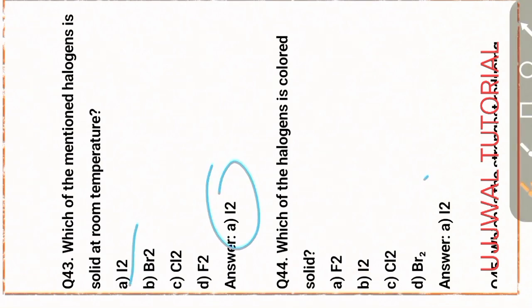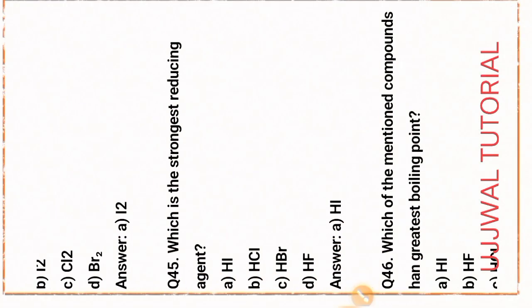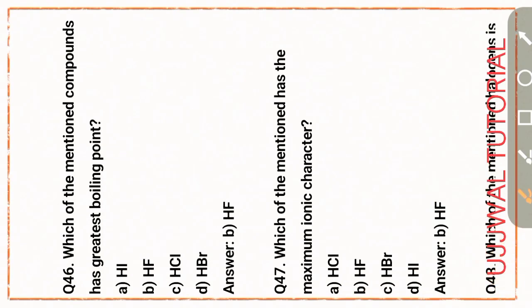Okay. Next question, question number 44. Which of the halogens is a colored solid? I2, that is iodine. Option A is the right answer. Okay. Next question, question number 45. Which is the strongest reducing agent? HI, hydroiodic acid. Okay. Question number 46. Which of the mentioned compounds has the greatest boiling point? Option B, that is hydrogen fluoride.